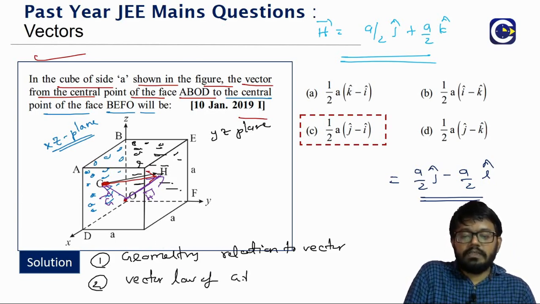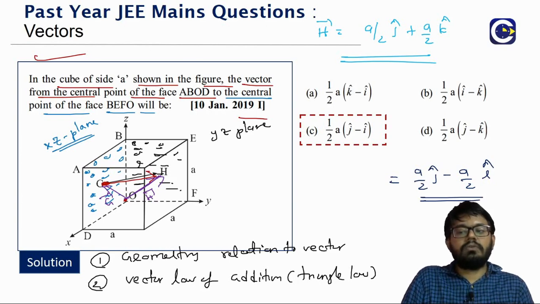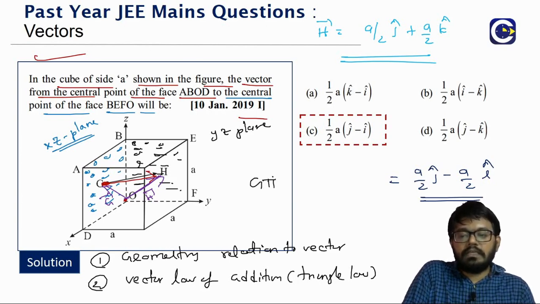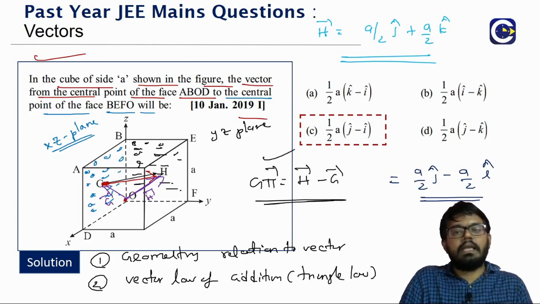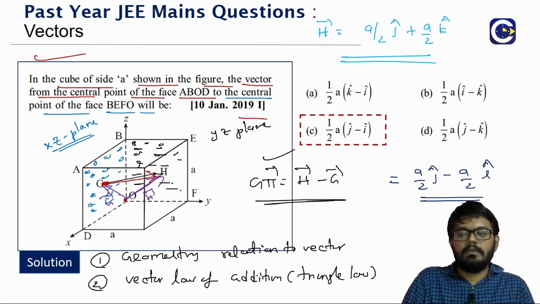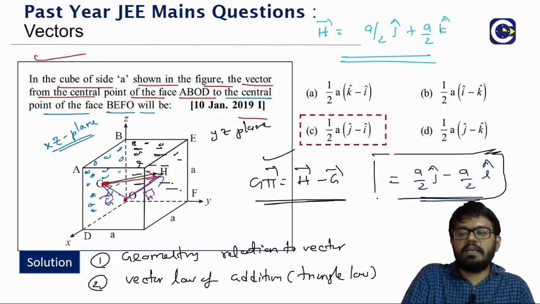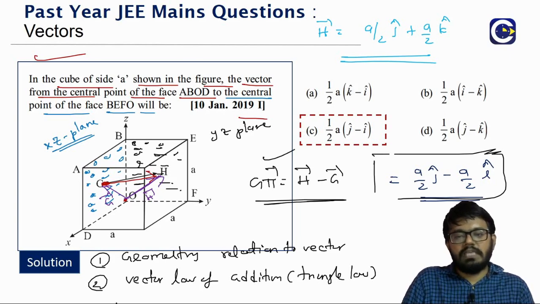The second concept involved is the vector law of addition, the triangle law basically, because using that we are able to find that the vector GH is equal to the H vector minus the G vector. This is coming from the triangle law. That is how we get the final answer: half A into (j minus i).